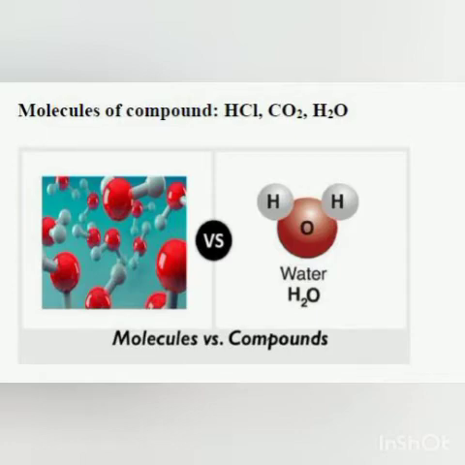Here you can see, this is water: two hydrogen atoms have combined with one oxygen atom, and it forms H2O. Or you can see in the other picture also, this red color is oxygen, and here two hydrogen atoms have chemically combined.